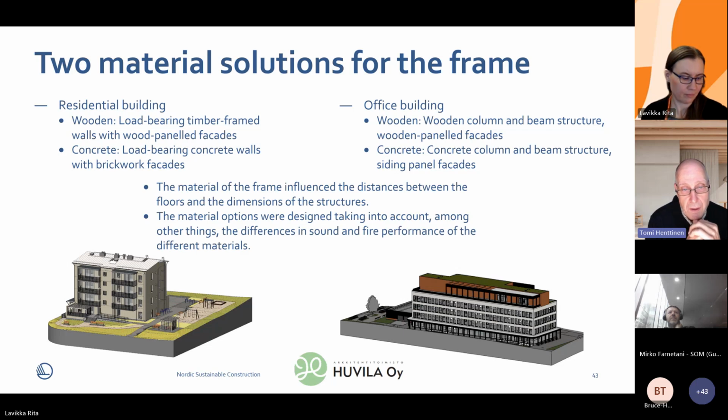The material frame, of course, influenced the distances between the floors. So the floor heights were different because of the different structural dimensions. There were also some other variations in dimensions, because the wall needs to be a different size in a wooden structure than in the concrete structure. Among other things, we also considered regulations such as sound and fire performance. So the wooden buildings were equipped with sprinkler systems, and that of course caused some extra need for collaboration and clash checking.